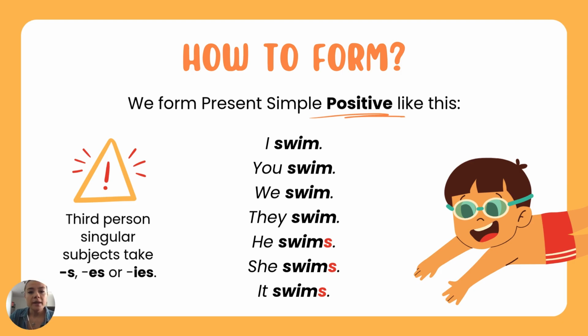Now talking a little bit about form, we have how to form the positive sentences with present simple. We are going to form them remembering that if you have he, she, or it, which are the third person in English, you are going to add an S at the end of the verb. Sometimes you may use es or ies depending on the verb.